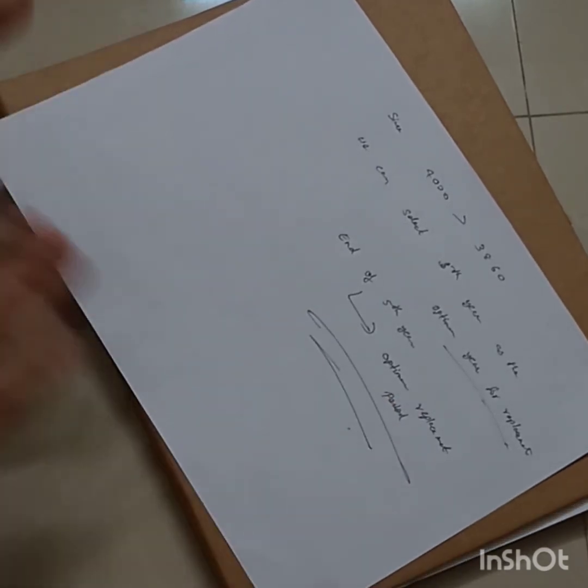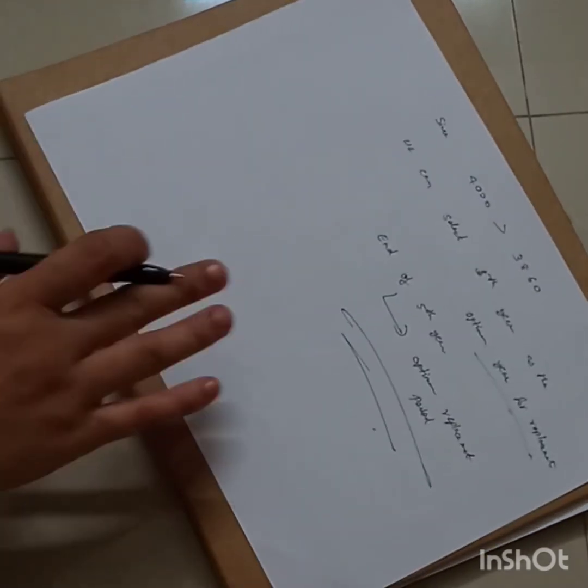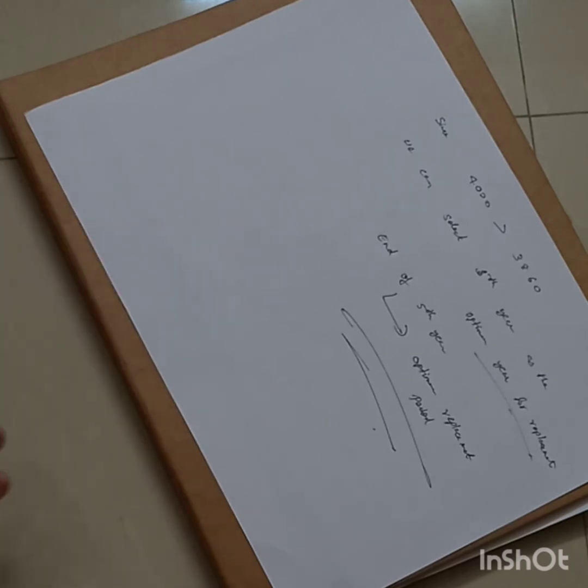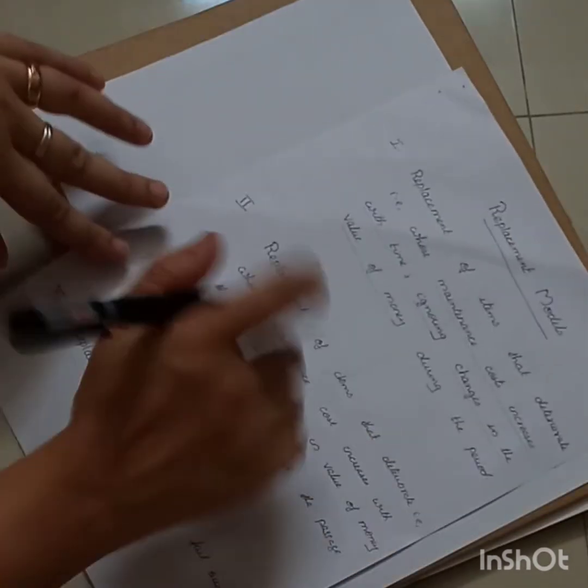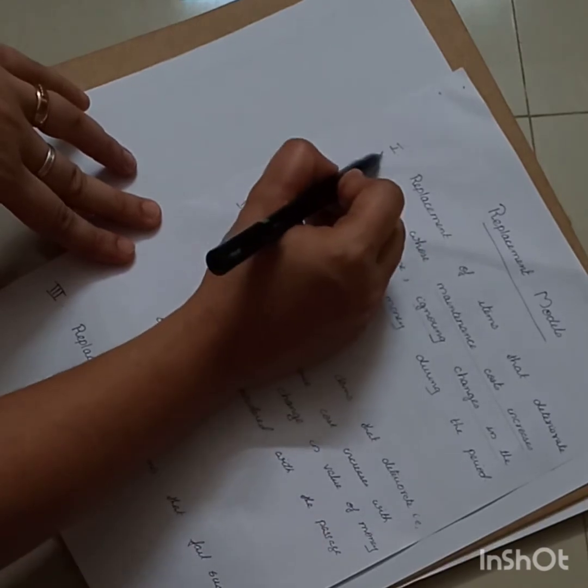Okay, I hope this problem is clear to you. These are the two examples which come under the first model, that is you are replacing an item whose maintenance cost is increasing with time, but we are not considering the value of money. That is the first model. So the first model is done.